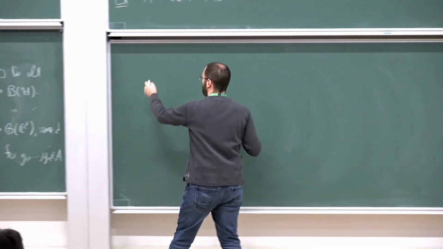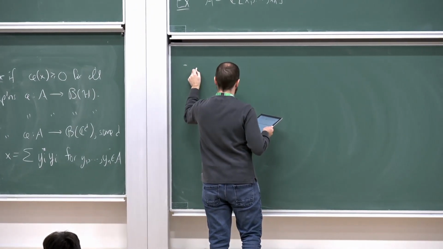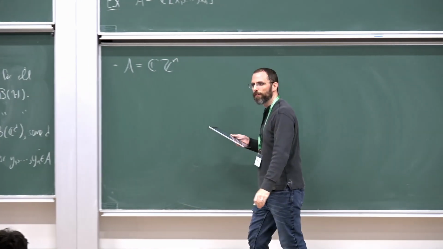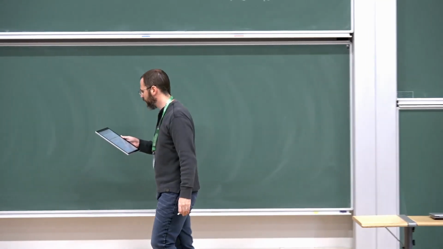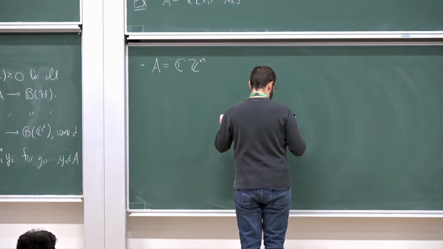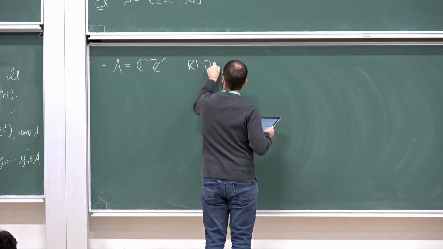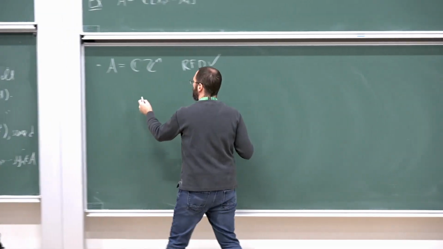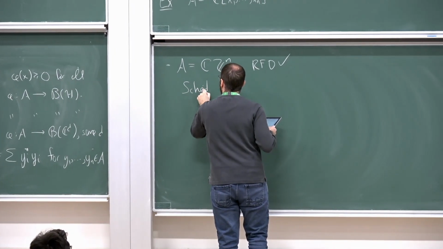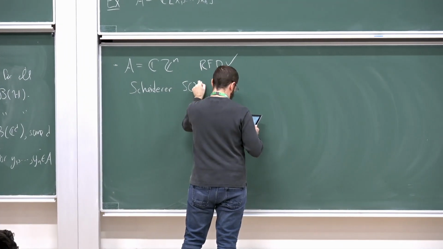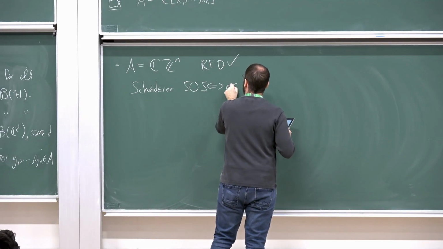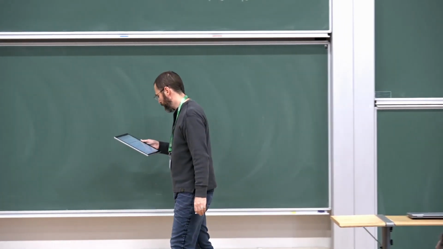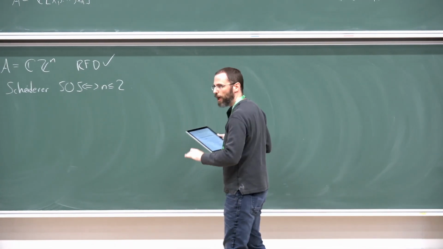Another example in the commutative case, if we want to actually do a group algebra, just the group algebra of Z^n, so n commuting unitaries for our representations, this is RFD, which is what we expect from the commutative case. And there's a result of Scheiderer that says this is SOS if and only if n is less than or equal to 2. So again, for n greater than 3, that's not SOS. Even though it's not SOS, we can still decide positivity here.